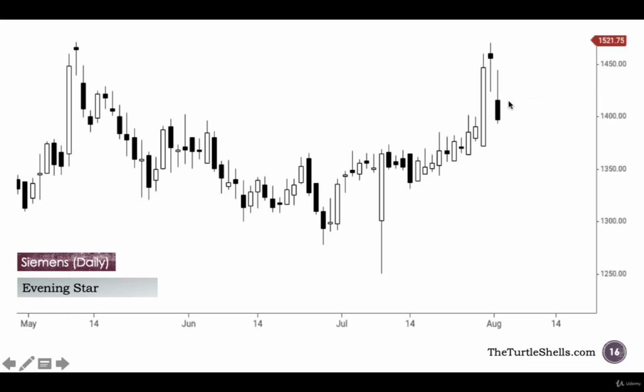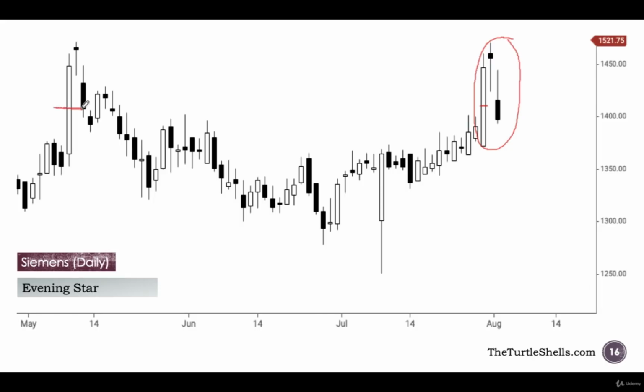Okay. So in this case, the closing has been below the midway point of the first tall white candle. So it satisfies the condition of being an evening star. That is one point. Second, you look at these three candles here. Is that an evening star?